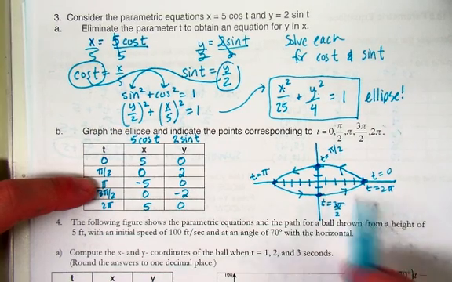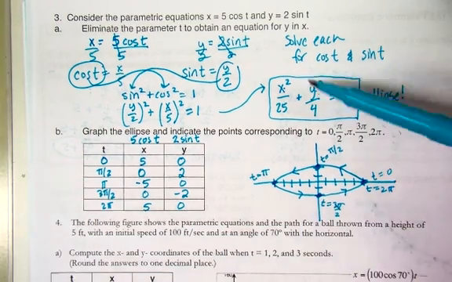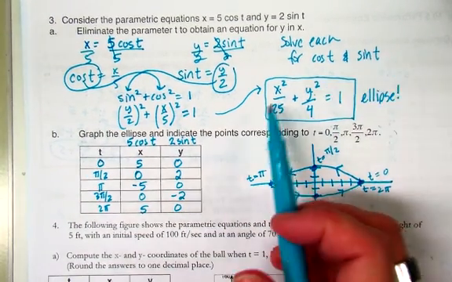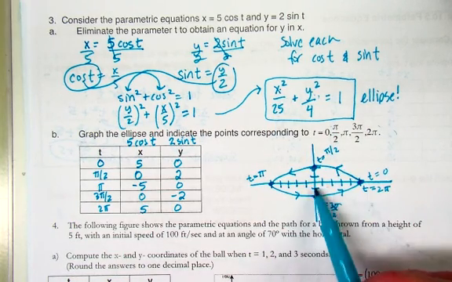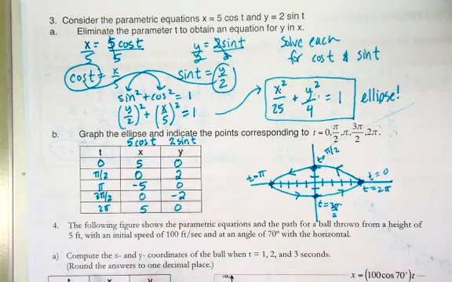And notice this ellipse corresponds to the equation I just had, right? In the x direction I went 5, in the y direction I went 2. And it should all connect.